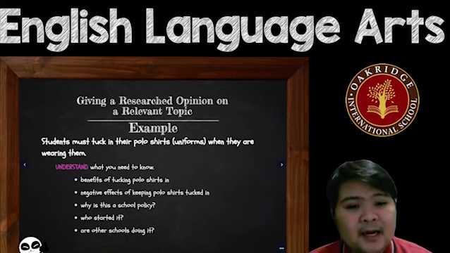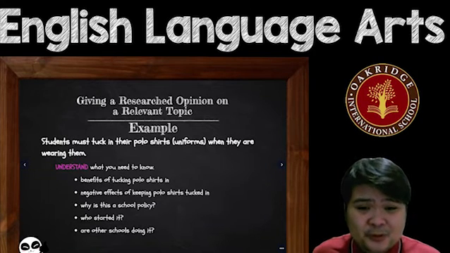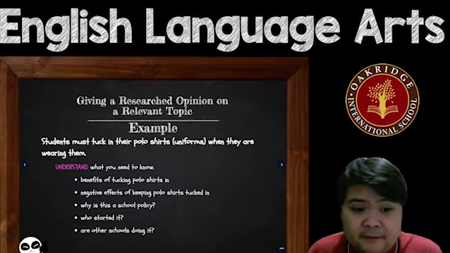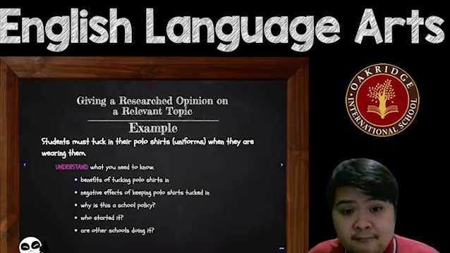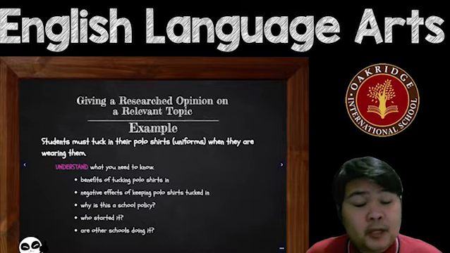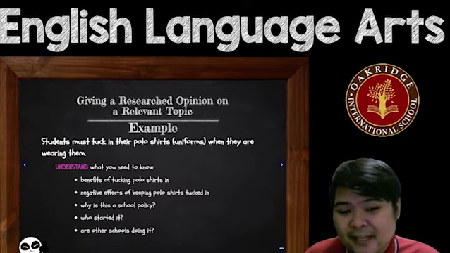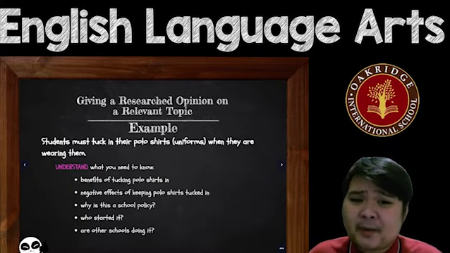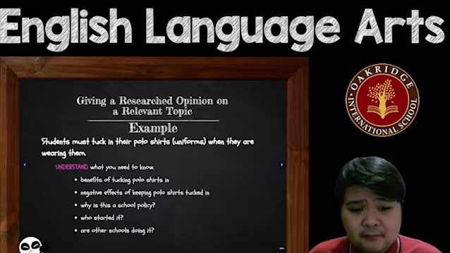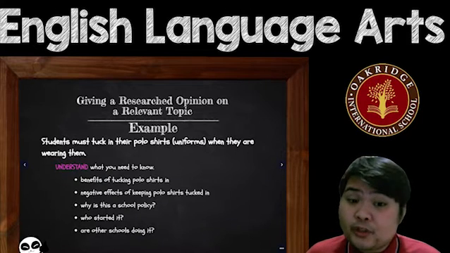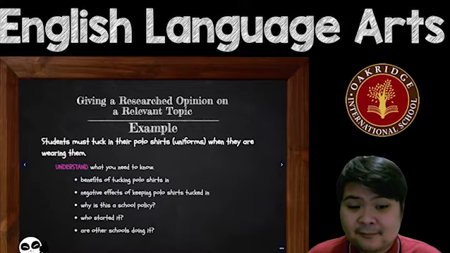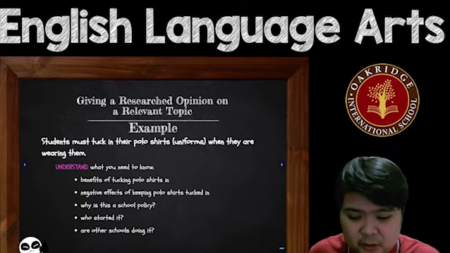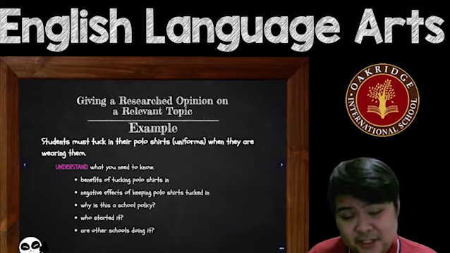First things first, understand what you need to know. What should you know about this? Okay? You'd like to know, for example, the benefits of tucking polo shirts in. Or you'd like to also know about the negative effects of keeping polo shirts tucked in? Or why is this a school policy? Right? Think of it. Why is it a school policy? Who started this school policy? Are other schools doing it? Right? Understand what you need to know before you start typing, before you start researching.